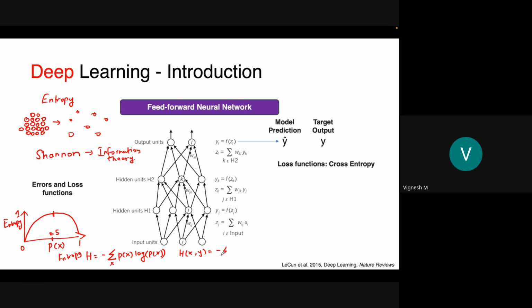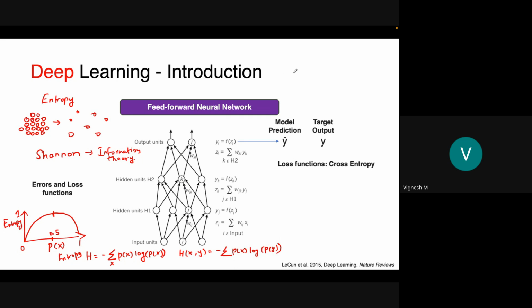So that's nothing but p of x times log of p of y, right? So you're computing the cross entropy. That is, you're taking two probability distributions and you are trying to find the entropy of the system across these two probability distributions. Okay, very simplistically put, in the deep learning literature, this p of x typically corresponds to what the target is, right?